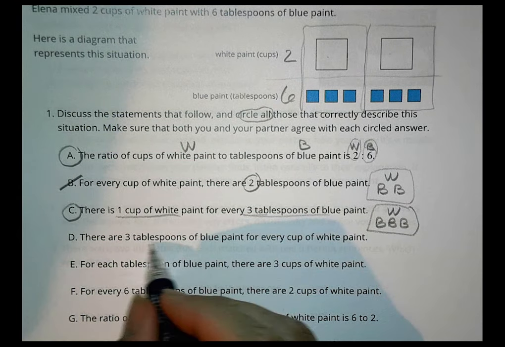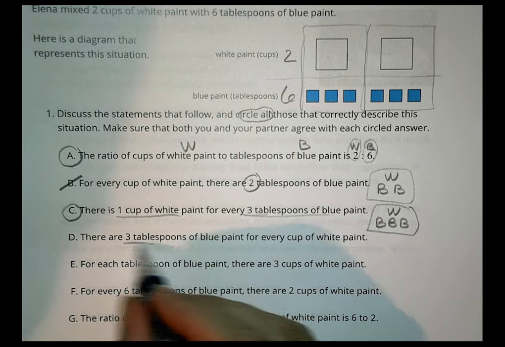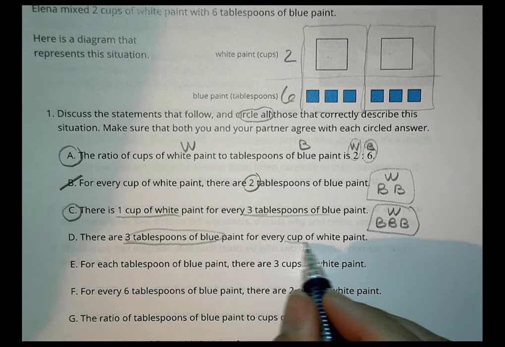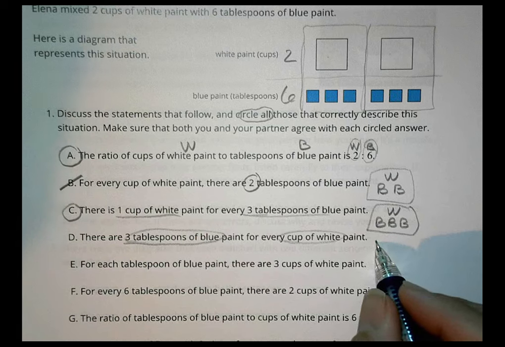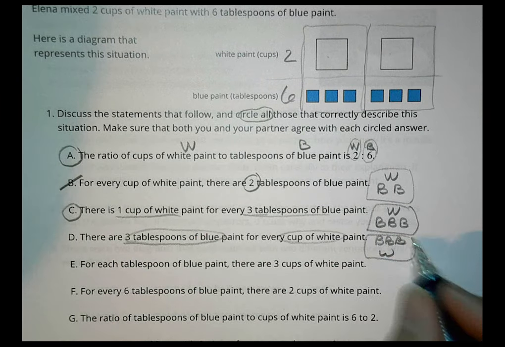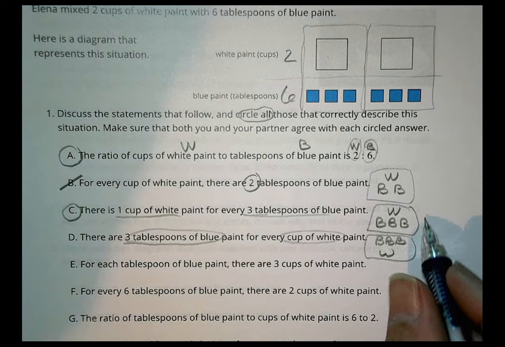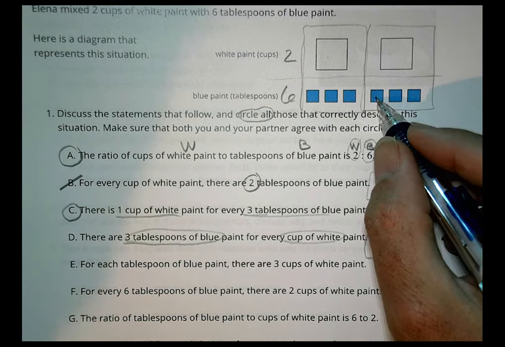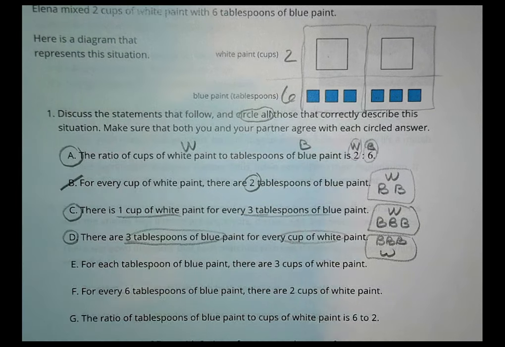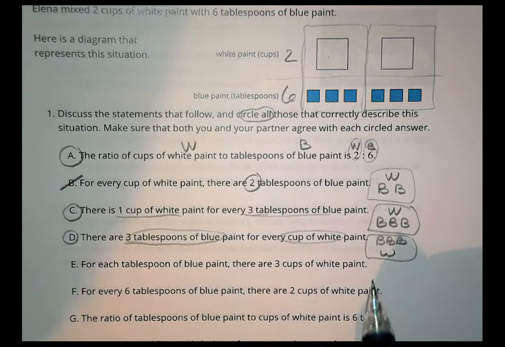There are 3 tablespoons of blue paint, 3 blue, for every cup of white paint. A cup is 1 cup of white. So they're saying, okay, 3 blue, 1 white. Now, yeah, it's flipped upside down from the other one, but isn't it the same thing? 1, 2, 3 blue, 1 white? Sure it is, right? As long as your numbers are matching the words the right way, you're going to be all right.